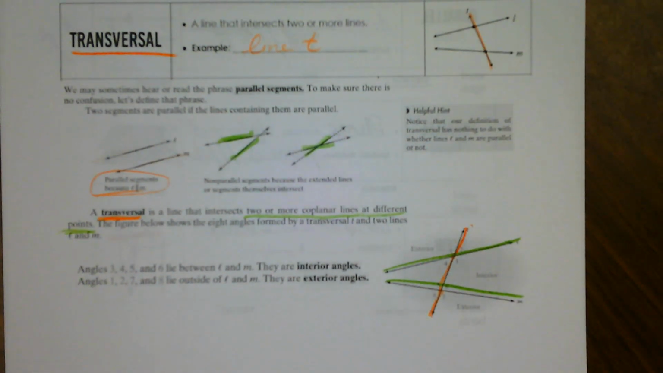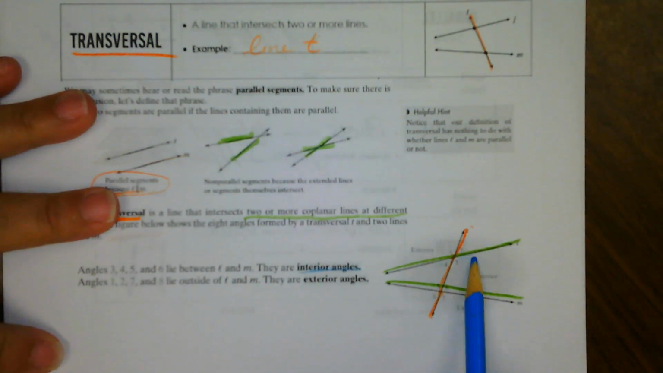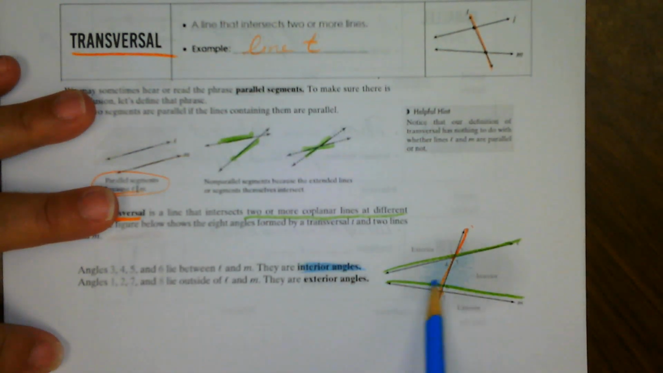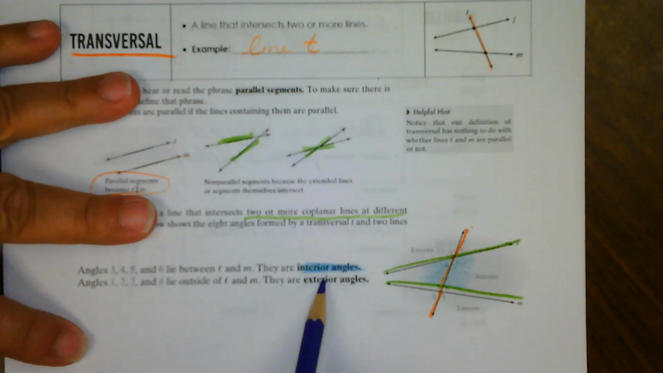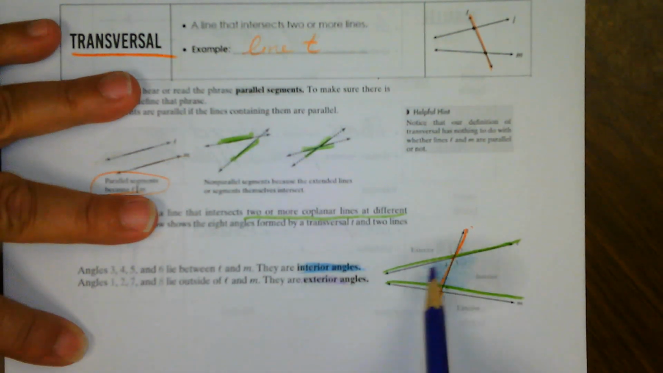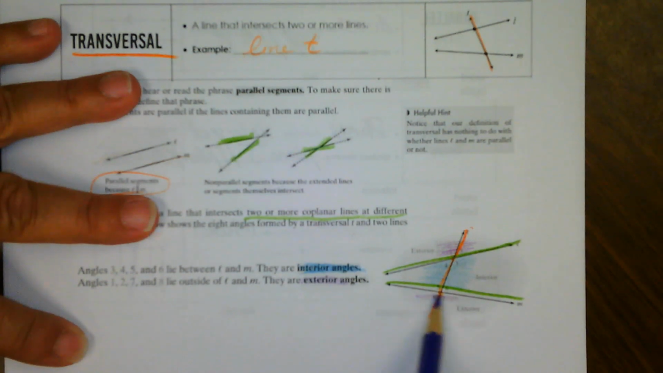Then we talk about interior and exterior. And let me color code this a little bit. So interior angles just means everything in here between the two lines that the transversal is intersecting. Those four angles in there. And exterior, right here, means it's outside. So it'd be these two angles and these two angles.